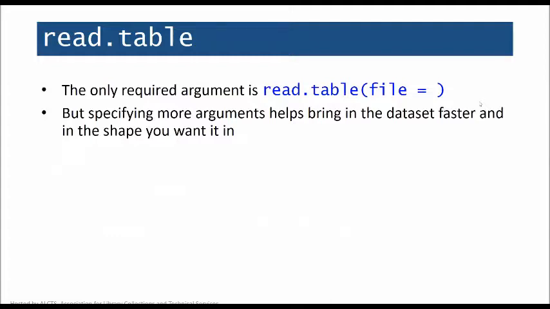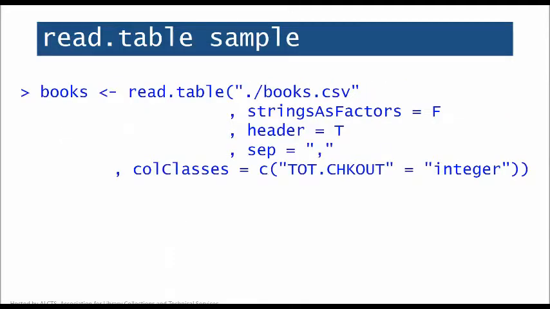Okay, I hope that makes a little bit of sense. The only required argument is file, but specifying more arguments can help bring the data set in faster and in the shape that you want it in. So it's going to ultimately look like this. I'm creating an R object, and I'm calling that books, and I'm assigning to that the read.table. The file is my root directory and books.csv. stringsAsFactors is set to false always. Header is set to true. My separating values are comma, and for my column classes, I'm saying total checkouts are to be specified as integers.